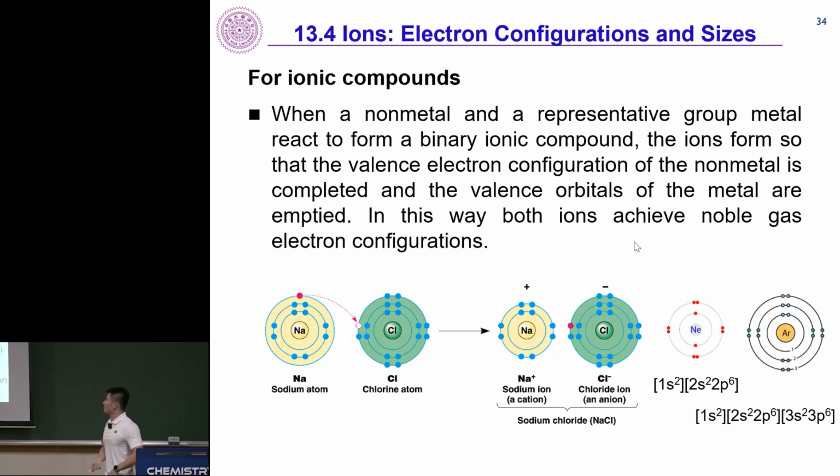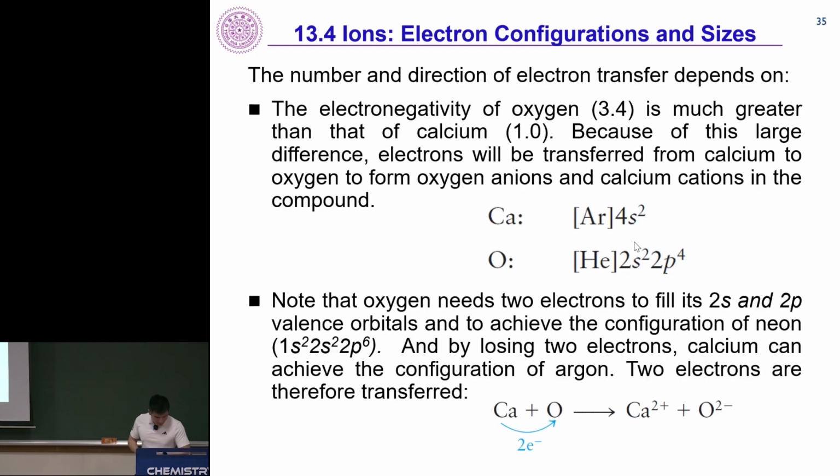That's how they actually complete the noble gas configuration: by completely losing an electron for sodium, and completely gaining an electron for chlorine. Right. So you're going to have Na+ and Cl-. This is the electronic configuration in drawing for neon and for argon. Okay. And the number and the direction of the electron transfer depends on two parts.